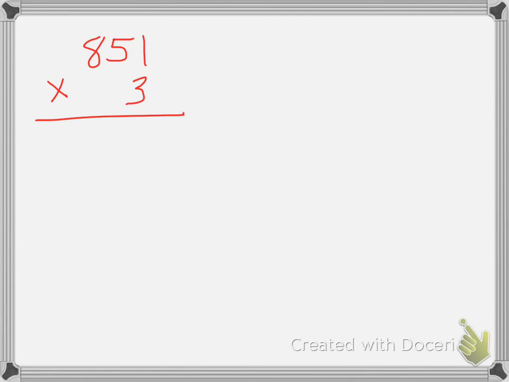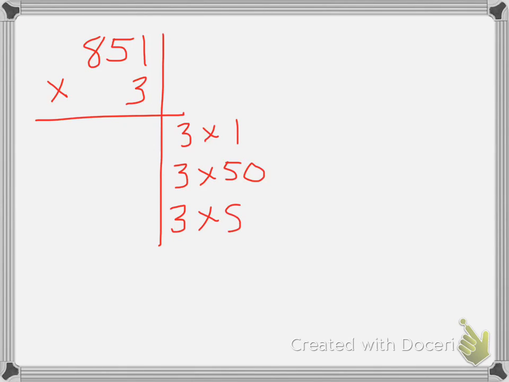Alright, let's keep chugging along. Go ahead and write this down. Why don't you go ahead without me, try this. So pause the video and then check your work with me. Alright, so you should have had 3 times 1, 3 times 50, and 3 times 800.